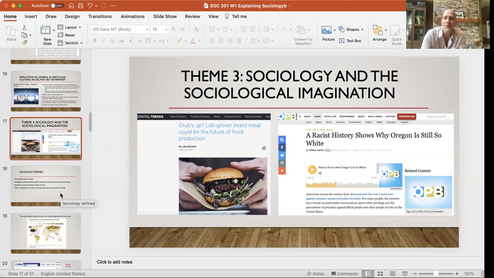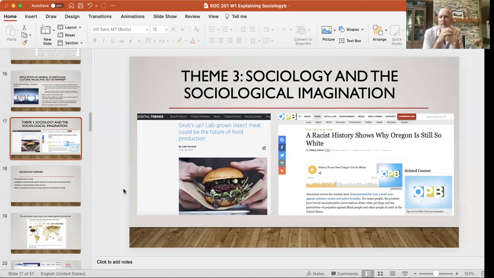Okay, what is sociology, the sociological imagination? Just a couple of different examples here. Lab-grown insect meat: could that be the future of food production? High protein. Would that be something that we move to? That we're even engaged in that discussion is kind of interesting. Food is an interesting example. Why we eat the food that we eat is a fascinating story about history, culture, geography and things like that.